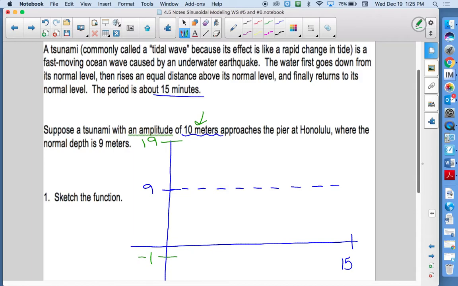So now we have values on the y-axis labeled. We know our normal is 9. It's going to go up to 19.